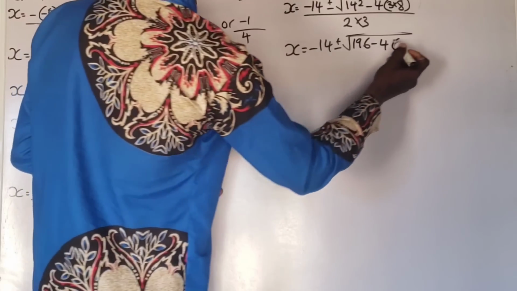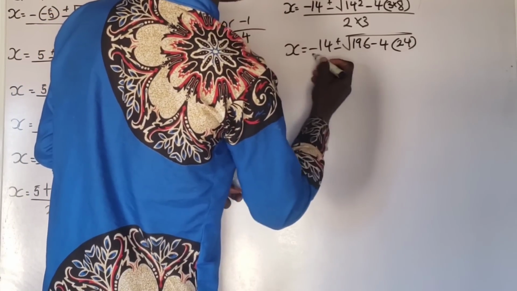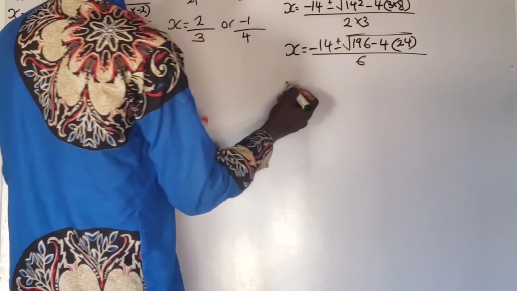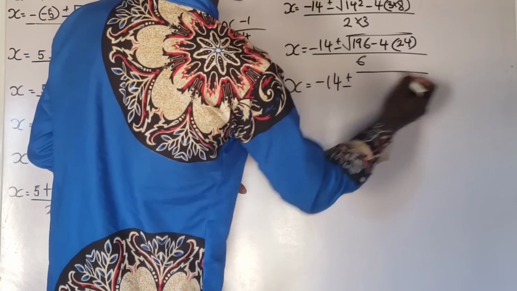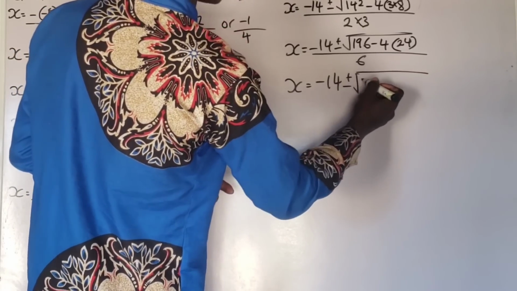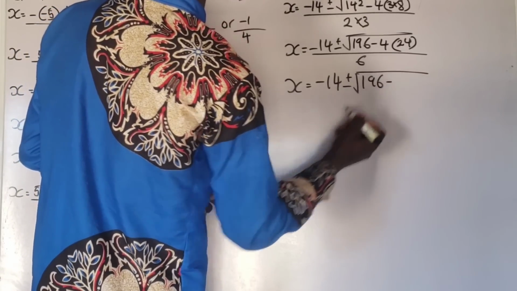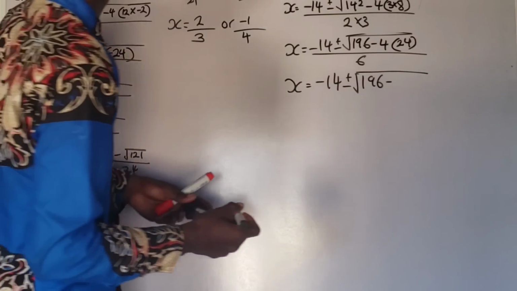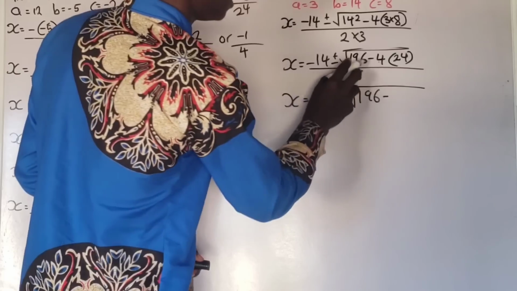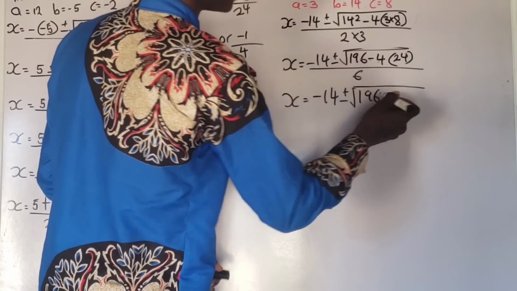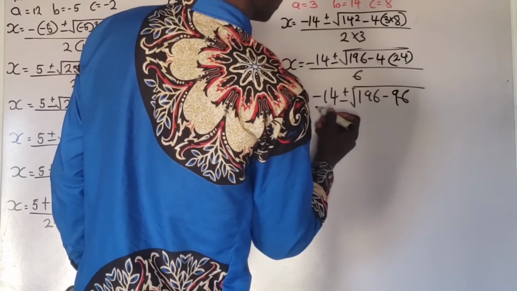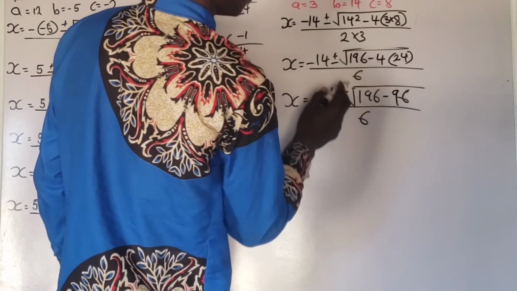So I'm going to have 24 all over 6, you understand? For this I'm going to have x equals negative 14 plus or minus the square root of 196 minus 4 multiplied by 24. So this negative sign is this, you understand? 4 multiplied by 24 is 96, so I'm going to have 96 over 6 rather.